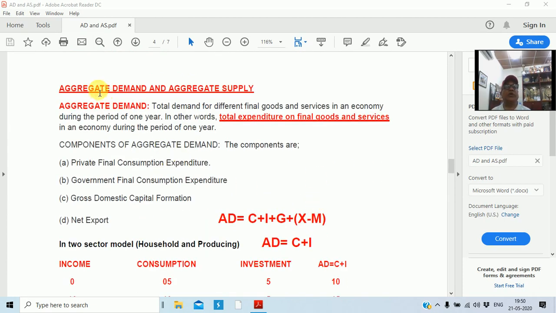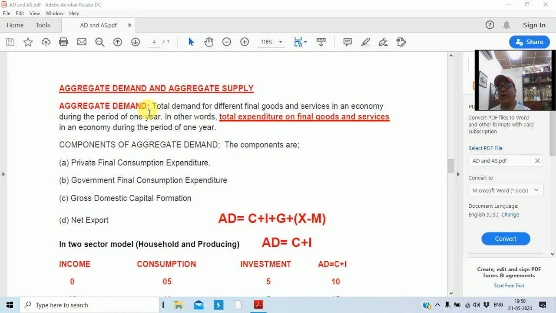Now we are going to discuss aggregate demand and aggregate supply, through which we will determine the equilibrium level of income, employment and output. So now we are going to make a detailed study of what is aggregate demand and what is aggregate supply. The word aggregate means total. So when I say aggregate demand, it means total demand, for what? For final goods and services.